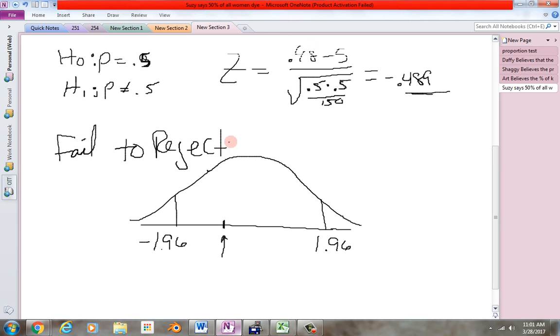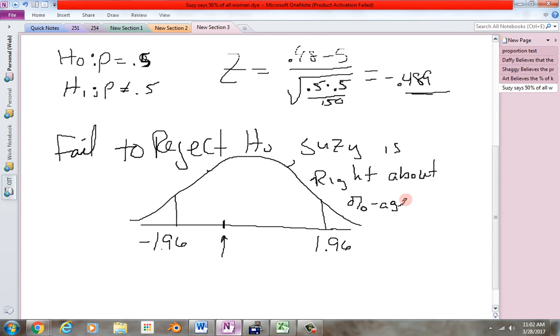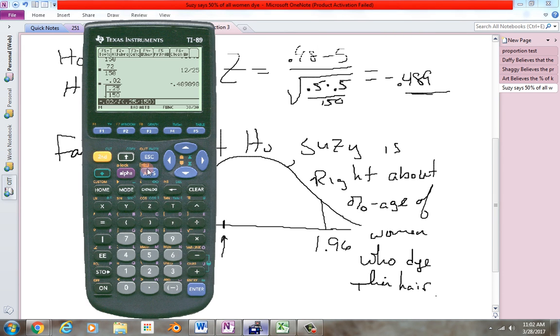And what does that mean? Well, that means Susie is right about the percentage of women who dye hair. Yeah, that's the gist of it. Okay? I can't prove her wrong based on the sample that we took. Based on the sample that we took, it seems to agree with her statement.